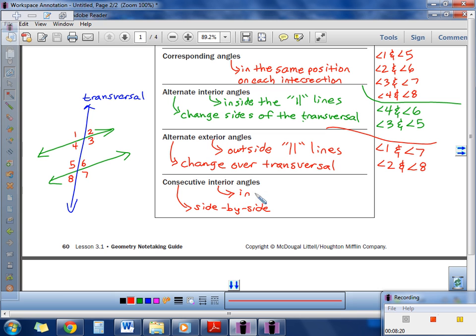Interior, we already said, is inside the quote-unquote parallel lines. So I got to be inside these parallel lines. I only have a few choices. If I say angle 4, which one is inside? And really we could think of this as the same side of the transversal. So that would be 4 and 5. Good. What's the other pair?